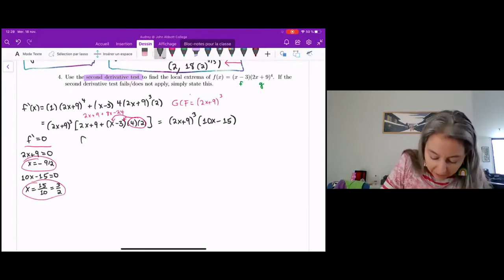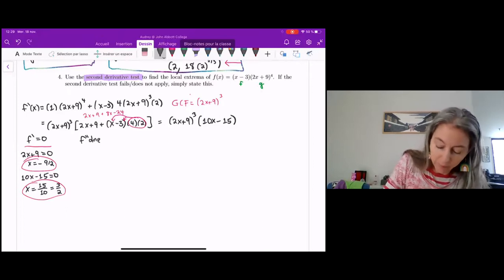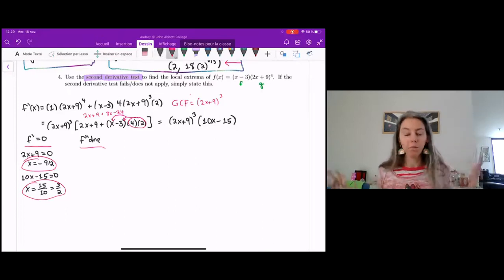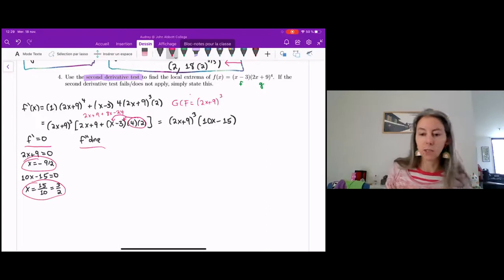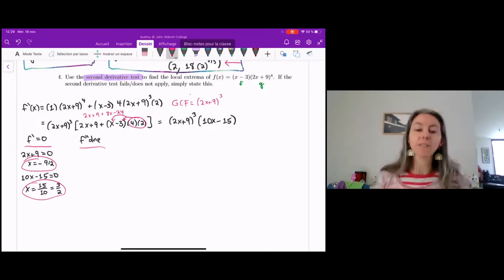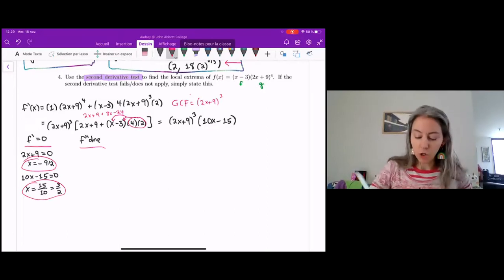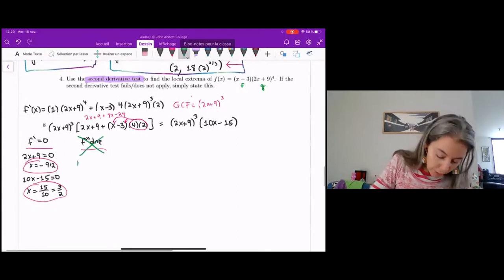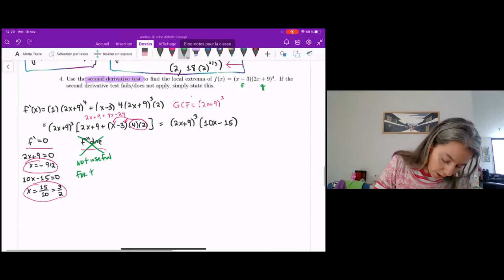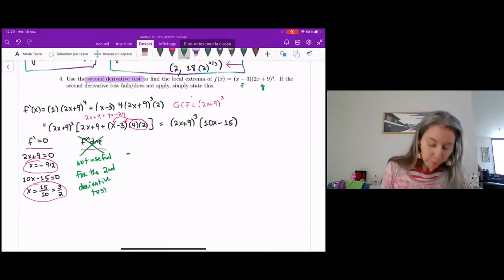I don't have to think about where f prime does not exist for two reasons. One, it always exists. There's no division. But two, for the second derivative test, it is not useful. So we can just say not useful for the second derivative test.